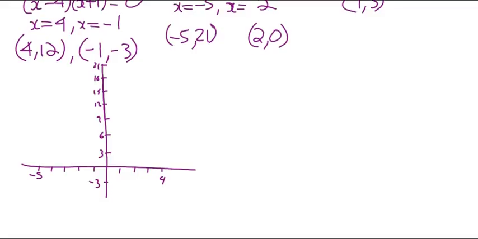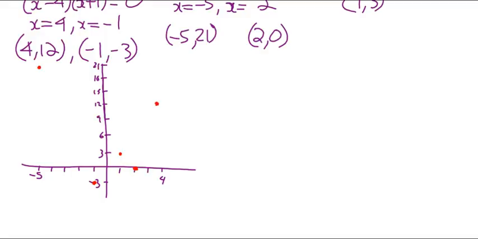So let's put down a point. In red, I'll just do the intersection points. So -5, 21. 2, 0. -1, -3. 4, 12. 2, 0. Got that. And what was the last one? 1, 3.